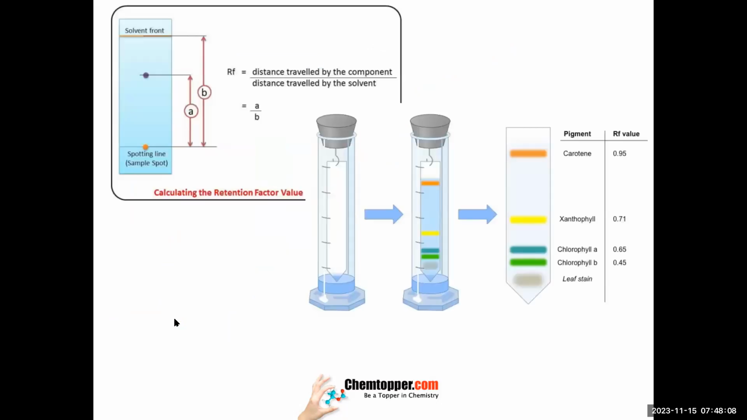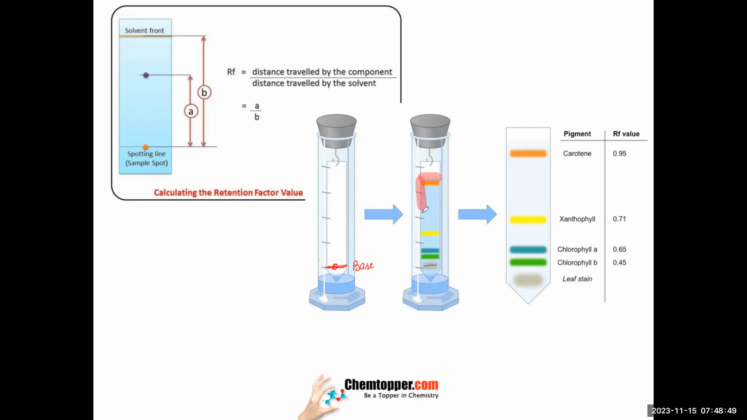Now, a few more things related to chromatography. If you remember when we started doing the chromatography, I said put a line. We call it baseline, right? I'm going to put a line here. Put your mixture here on this line. This is called as baseline. Now the solvent is traveling and is going up to a certain height, up to here, right?